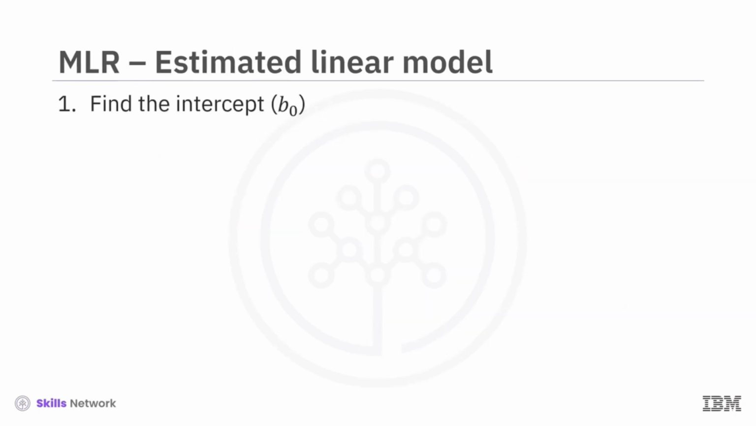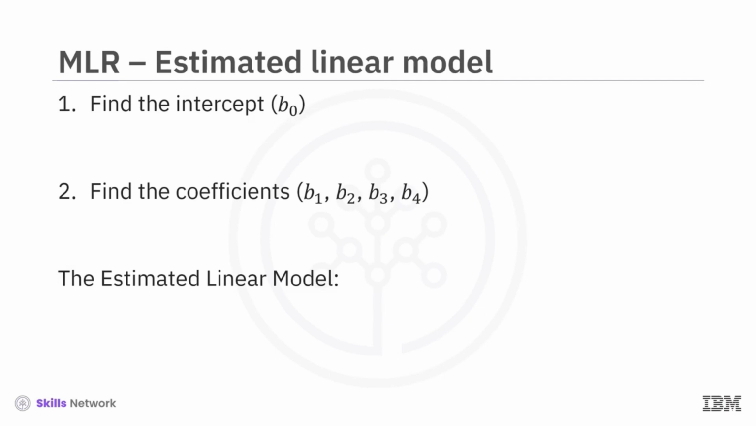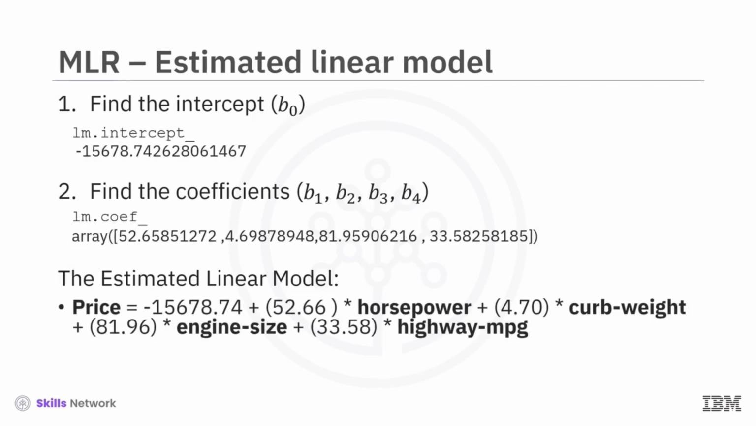The intercept is an attribute of the object, and the coefficients are also attributes. It is helpful to visualize the equation, replacing the variable names with actual names. This is identical to the form we discussed earlier.